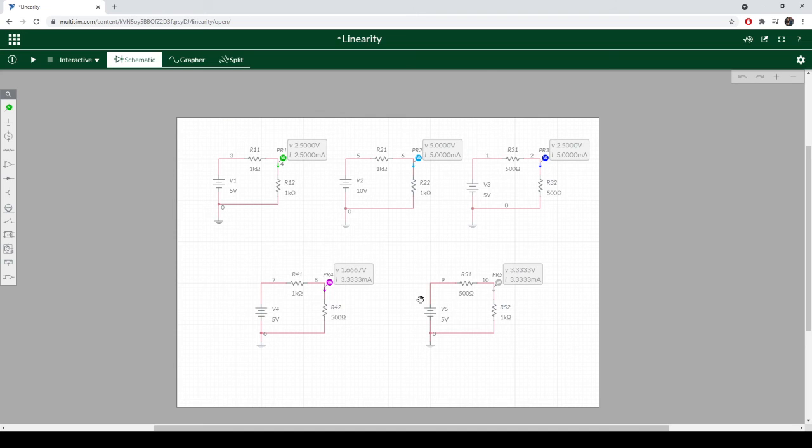Later on you get into exponential stuff like diodes, and they don't have linear properties, they have exponential curves to them. So that's why we start out with this easier 1-for-1 stuff before we get into that. I hope these circuits help you visualize it a little bit better and understand what they mean by the linearity property.